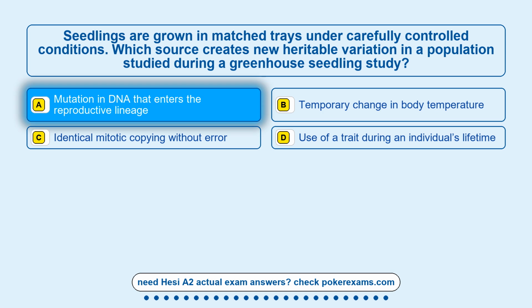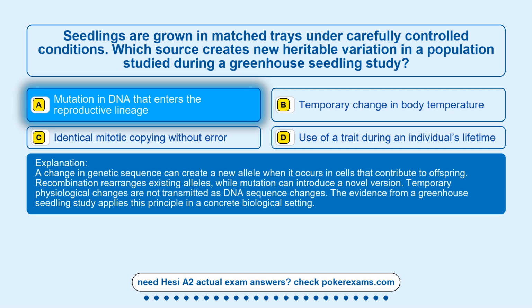The correct answer is option A, mutation in DNA that enters the reproductive lineage. A change in genetic sequence can create a new allele when it occurs in cells that contribute to offspring. Recombination rearranges existing alleles, while mutation can introduce a novel version. Temporary physiological changes are not transmitted as DNA sequence changes. The evidence from a greenhouse seedling study applies this principle in a concrete biological setting.